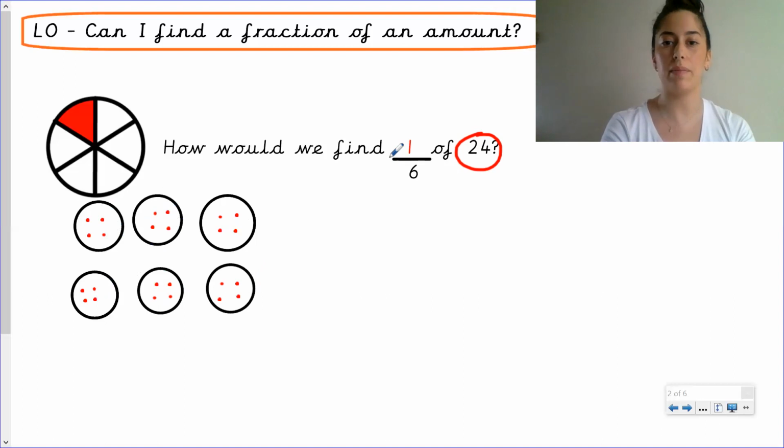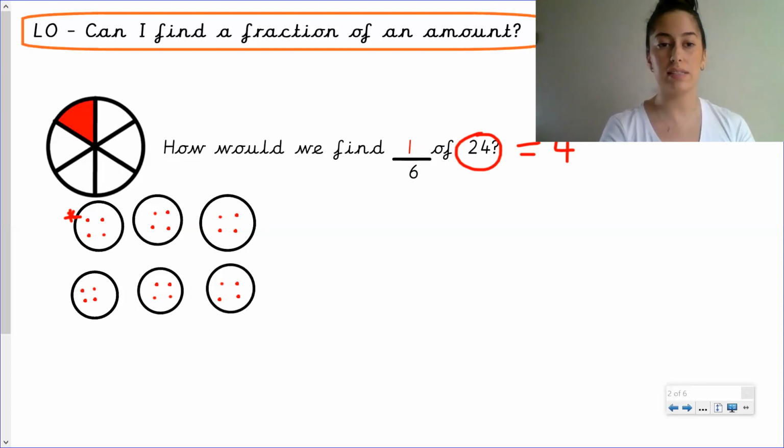Now I need to look back at my denominator. How many parts do I need to consider? Only 1. So I'm going to put a star next to one of the parts I'm going to consider. So 1/6 of 24 equals 4, because we only have 4 in one group. Okay, so here we found a unit fraction, 1/6 of 24.